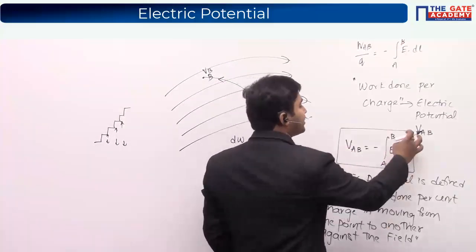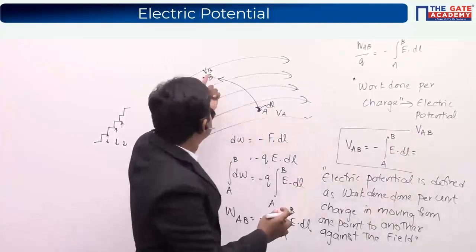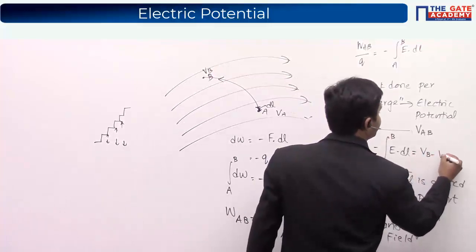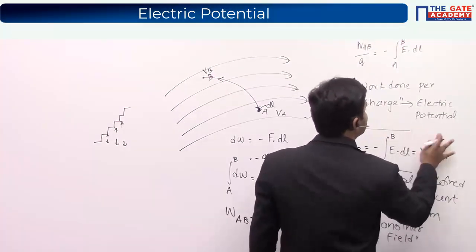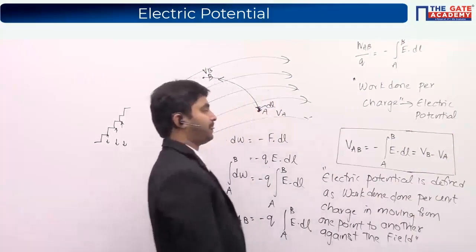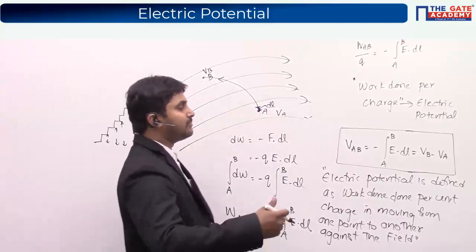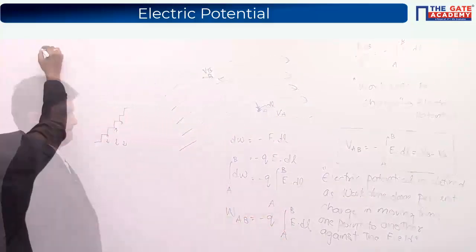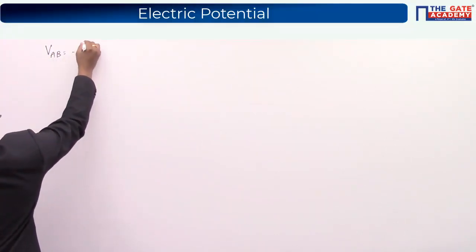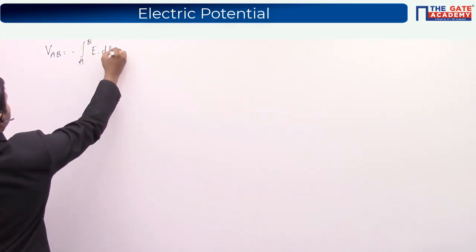If I am moving from VA to VB, the difference of potential that I can consider here will be VB minus VA. So VAB is actually not VA minus VB, it is VB minus VA. So VAB is equal to minus integral of A to B E dot dl, isn't it?